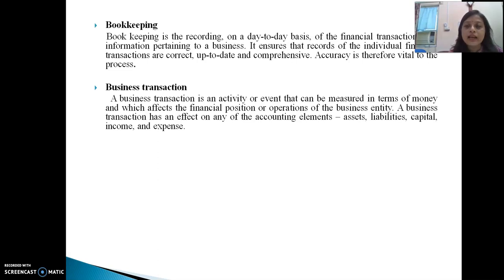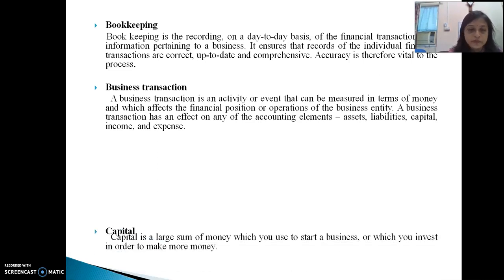Say for example, I have taken a book from you and I have paid you rupees 200. That is called a business transaction. But if I have taken a book from you and I have not paid you anything, then it is not a business transaction. So exchange of goods and services measurable in terms of money is called a business transaction.